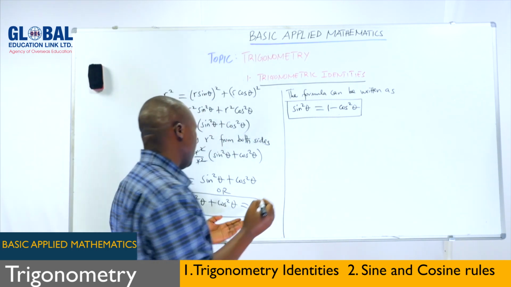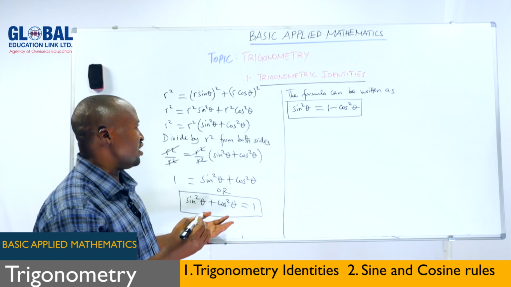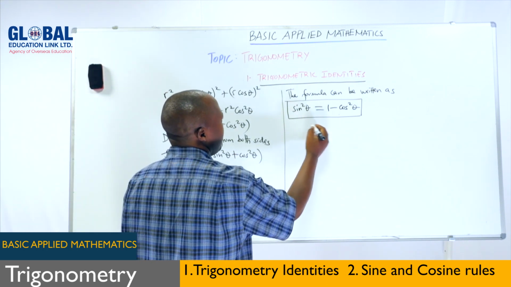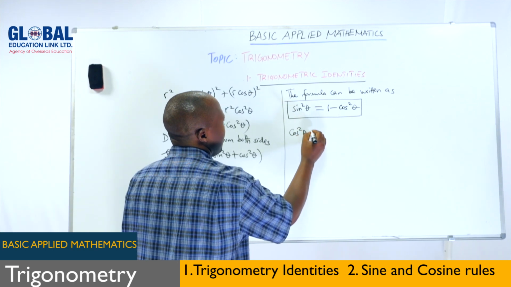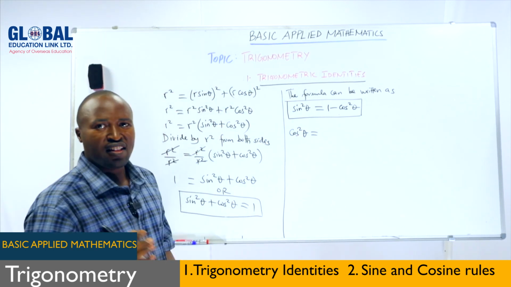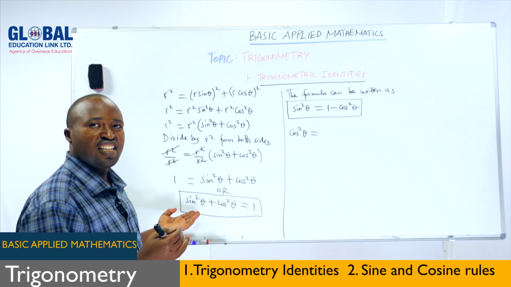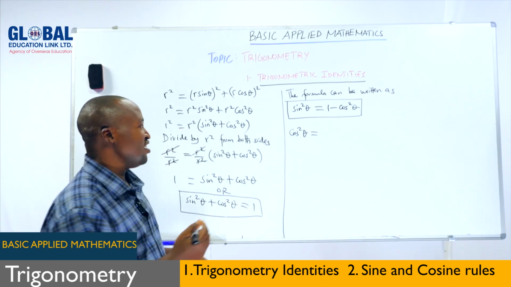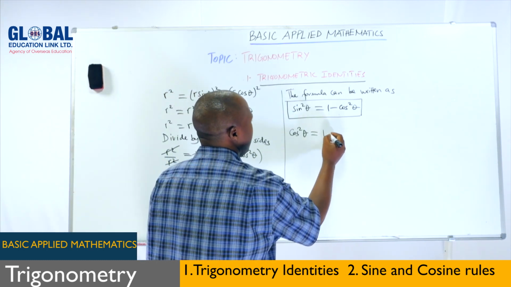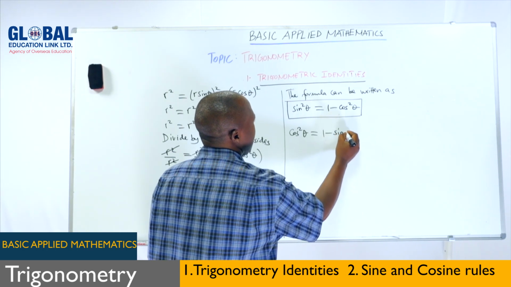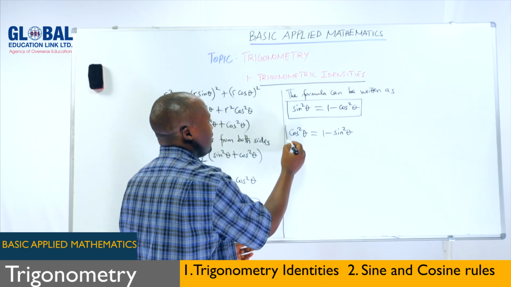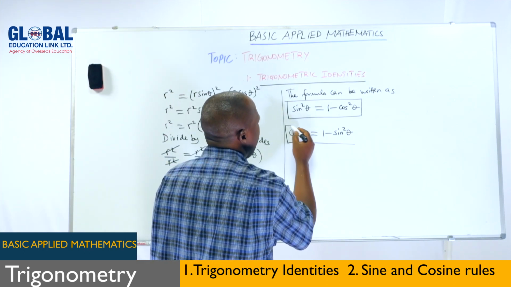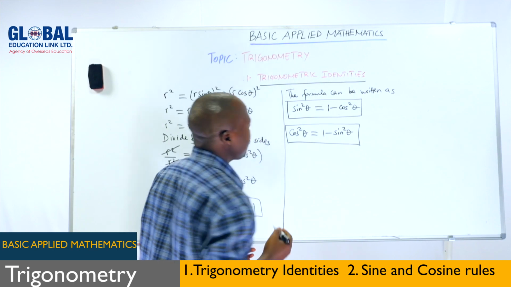Or if we make cosine squared the subject, the formula will be cos squared theta is equal to, that means we shift sine squared to the right hand side, so we have 1 minus sine squared theta. So this is another identity formula.